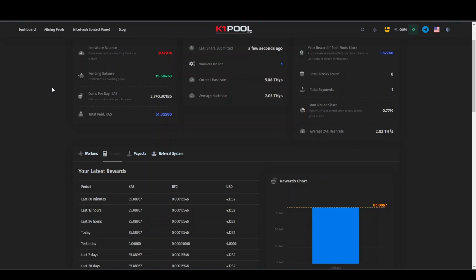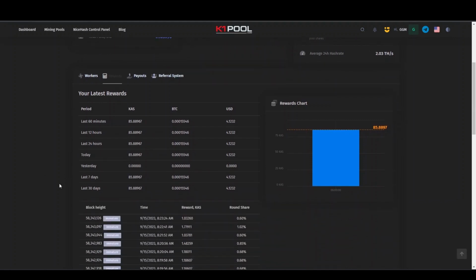I really like K1pool's dashboard because it shows you tons of detail, like immature balance, pending balance, how many coins you can expect per day, total paid out so far in Kaspa, when your last share was submitted, how many workers you've got on here, your current hash weight, your average hash rate, and I like that they show a 24-hour hash rate. Mine's only 2 terahash at this point because I literally just flipped the pool over not that long ago. So I do like this dashboard a lot.